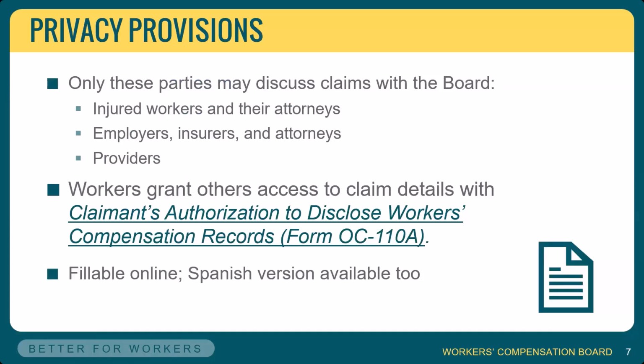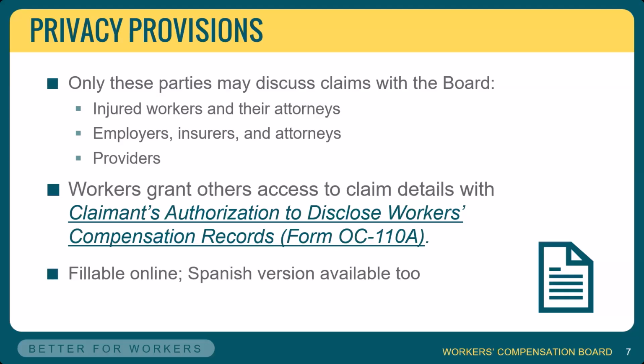Only certain parties, or people, we call them parties, may discuss claims with the board, and there they are on the bulleted list. The injured worker and the worker's attorney, the employer, yes, the employer, the insurers and their attorneys, and then the healthcare providers. These are the parties who are doing treatment, who got hurt, or who are paying and then representing legally. Those are the people who have the access.